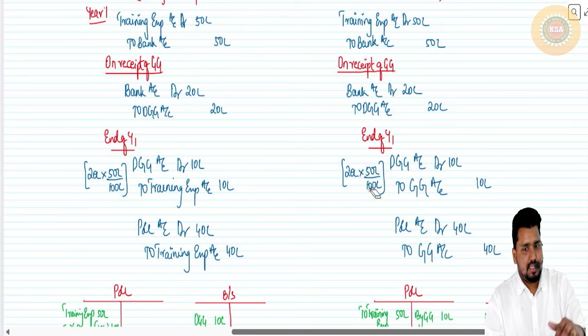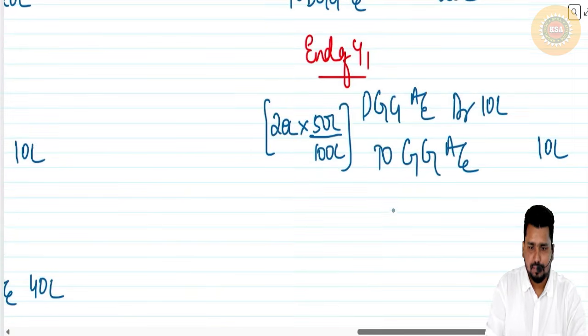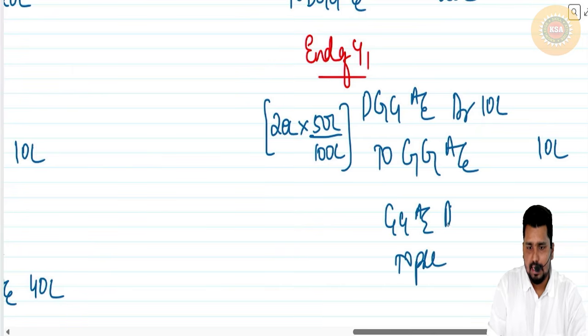Next is the training expense. One second, I'll change it. Okay, tell me the entry. GG to P&L. Come on, GG to P&L. How much will I do? 10 lakhs and 10 lakhs.